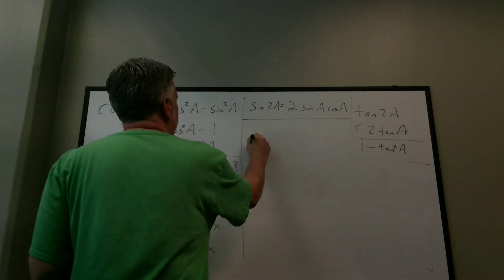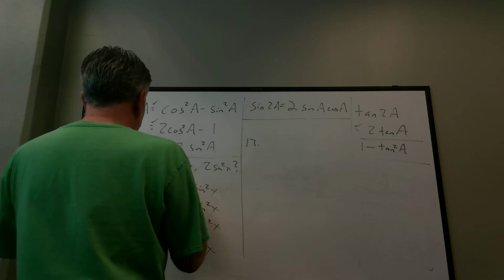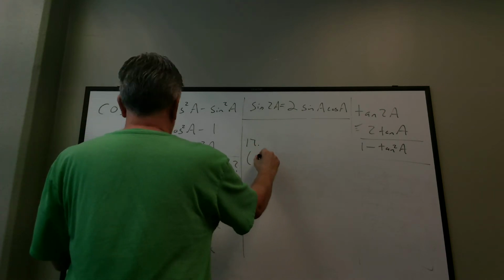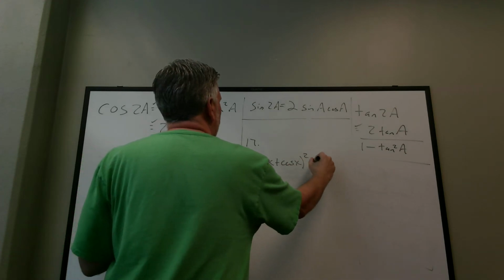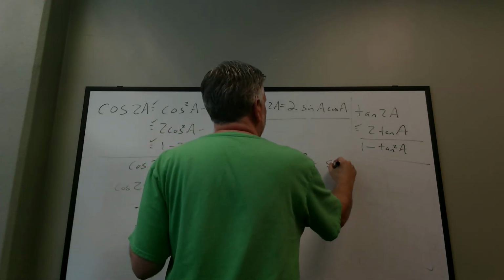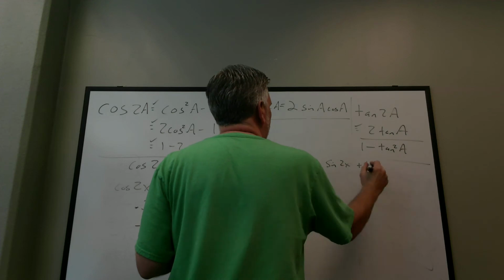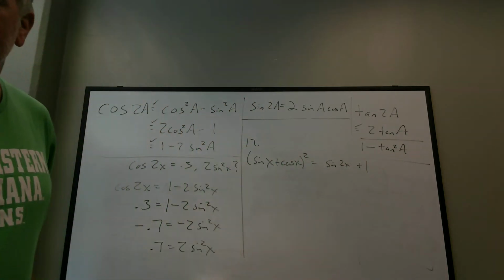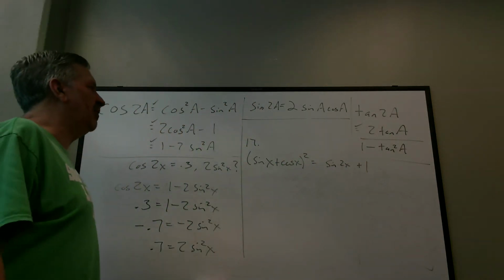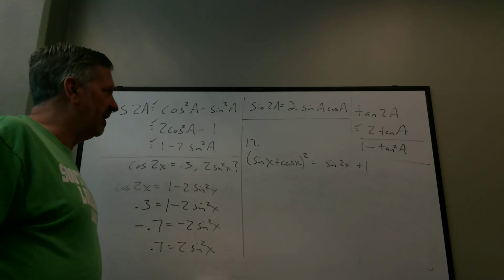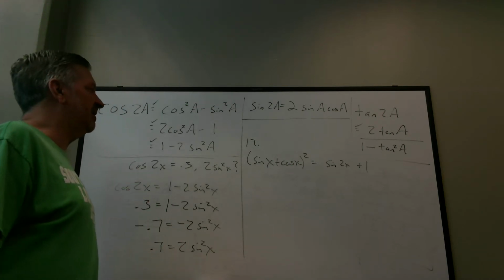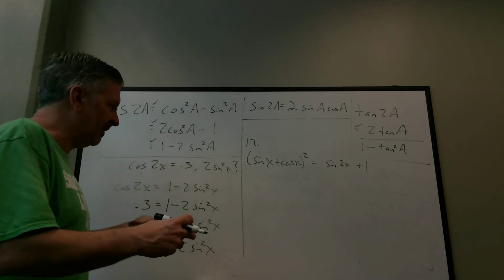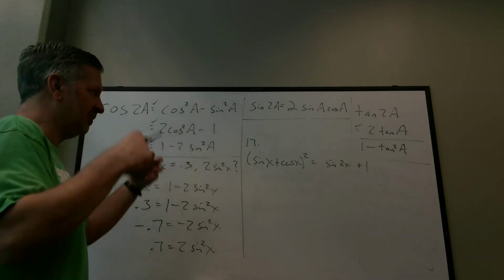The next example, which is number 17, says verify the following equation. Sine x plus cosine x quantity squared is sine 2x plus 1. And it says verify this as an identity. Now remember the procedure, start on one side and work your way to the other. And oftentimes I ask myself which side is more complicated, because then it's easier to deconstruct than it is to start with something simple and construct.